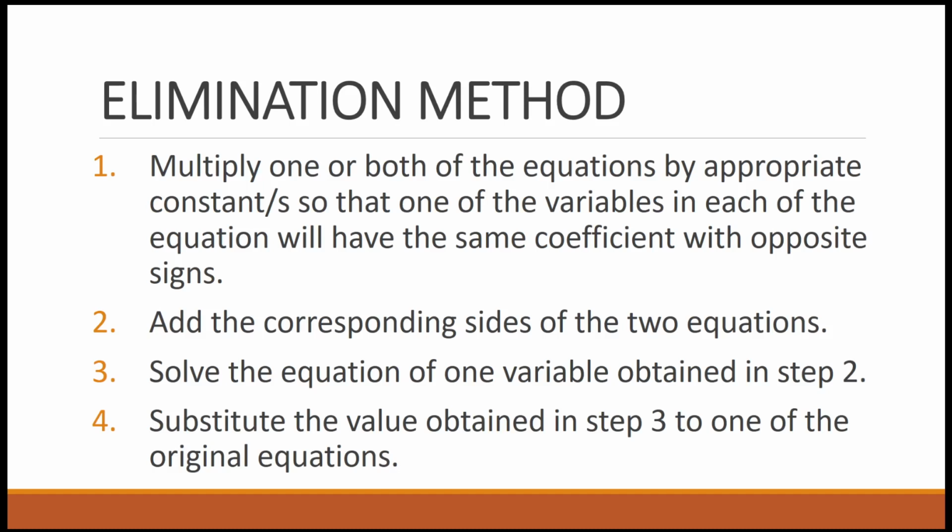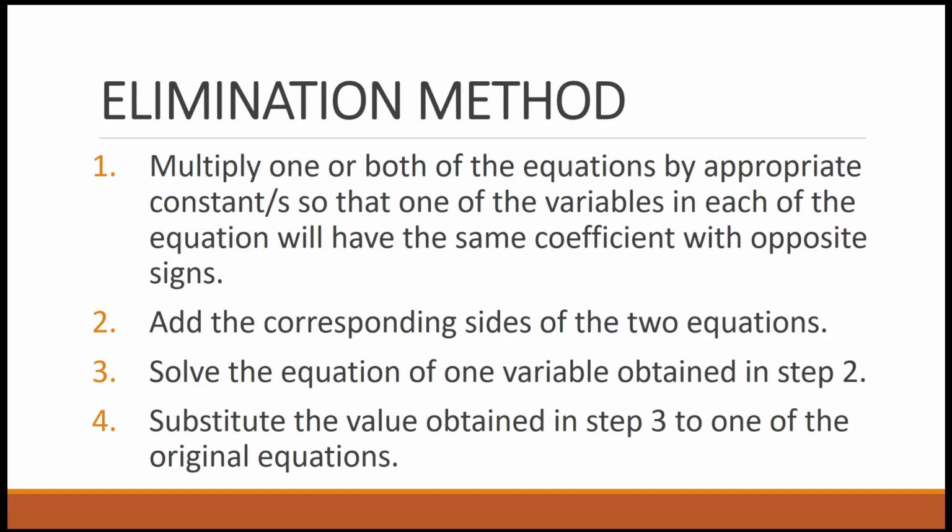Mag-isip ka ng number or numbers na i-multiply mo dun sa isang one of the variables para magkaroon siya ng opposite sign doon sa pangalawa. Or para yung mga, for example, kung dalawa yung equation mo sa system, yung dalawa doon ay magkaroon ng opposite sign pero same yung coefficient. Kasi pag pinag-add natin sila, tapos same yung coefficient pero opposite sila ng sign, may eliminate sila, di ba? Para siyang negative 5x plus 5x, cancel yon. Kaya nga tinawag siyang elimination method.